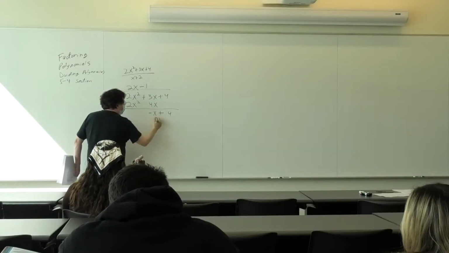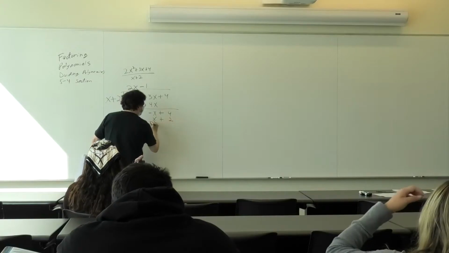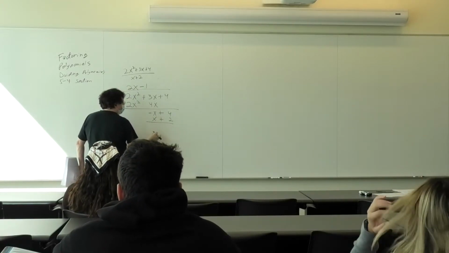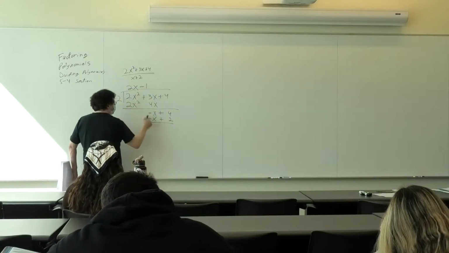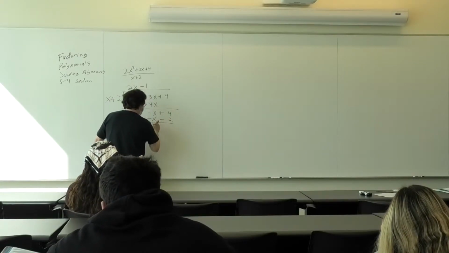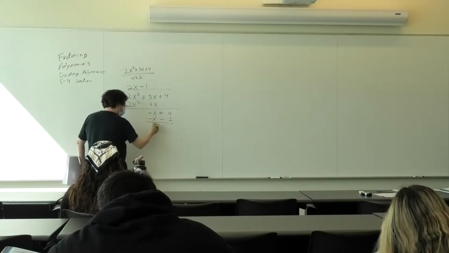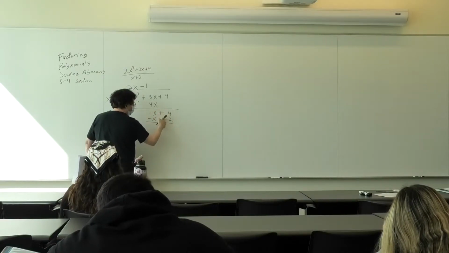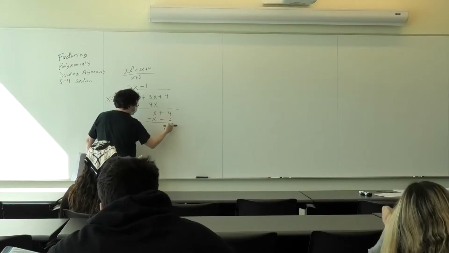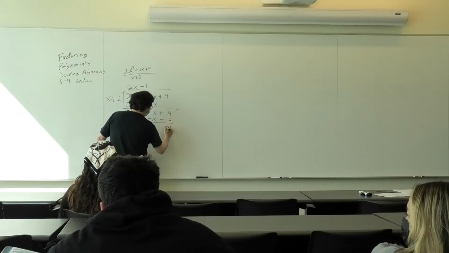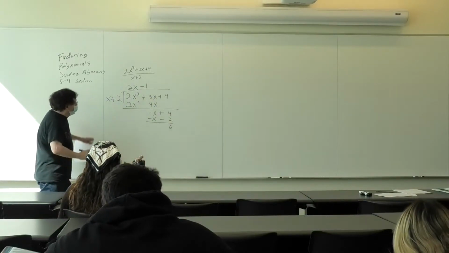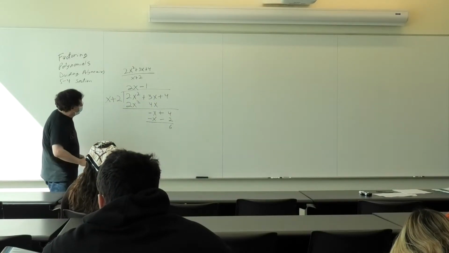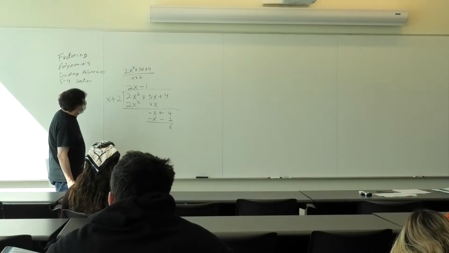So this is going to be x plus 2, negative x minus 2. Negative x minus negative x is 0, 4 minus 2 is what? 6. So that's the long division.